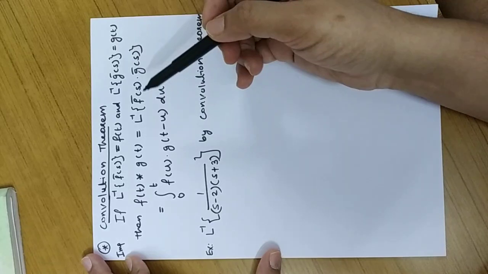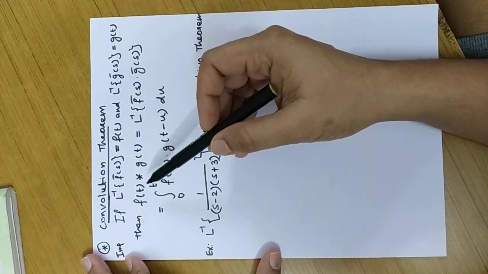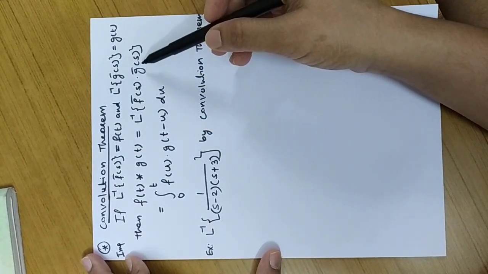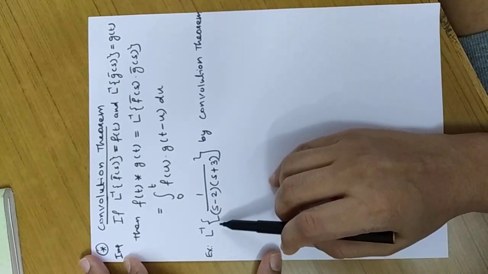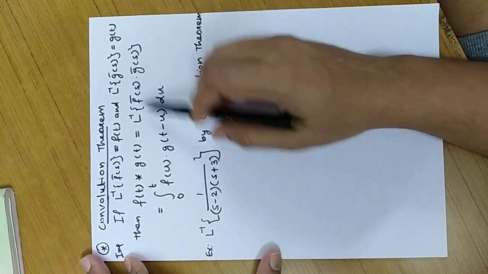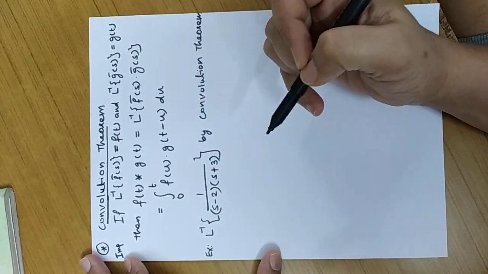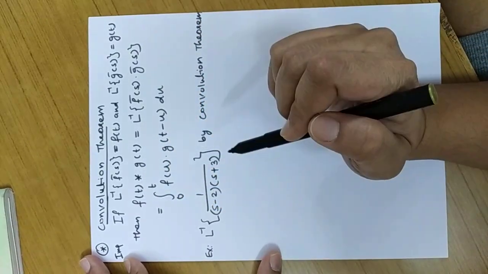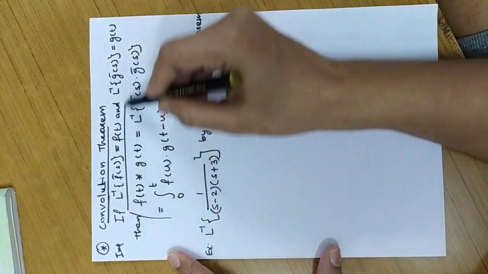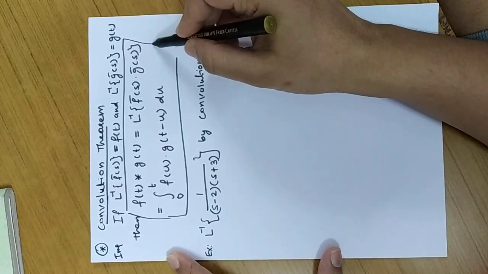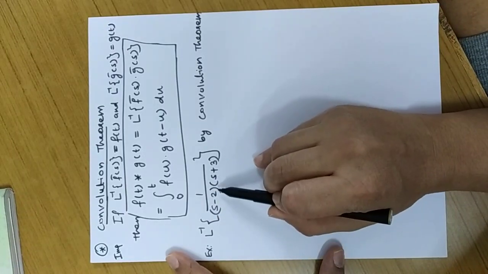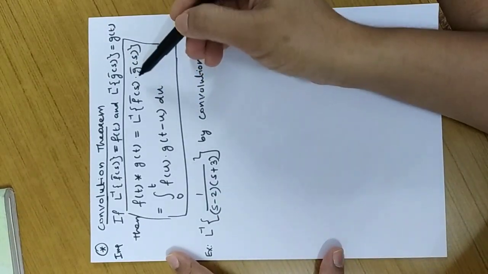So we have two types of examples in the convolution theorem. Sometimes you will be given a function in terms of t, or sometimes in terms of s. If the given statement is the inverse Laplace of f bar s into g bar s, then we will use this result. And if the function is given in terms of t, then we will use the other result. Okay, so now how to use the convolution theorem? This is the formula, the theorem of convolution. Now this term is in terms of s, right? So we will use these two results.